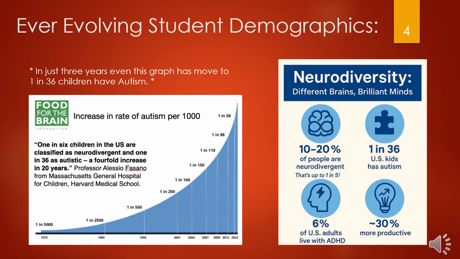ADHD rates have also increased, now affecting over 11% of children. And we're still seeing a growing number of adults identifying with neurodiversity. In fact, current estimates suggest that nearly 1 in 5 adults identify as neurodivergent, and that number is still on the rise. I myself have ADHD. About 30% of adults under the age of 30 identify as neurodiverse, which includes many of the college students that we teach in our classrooms today.